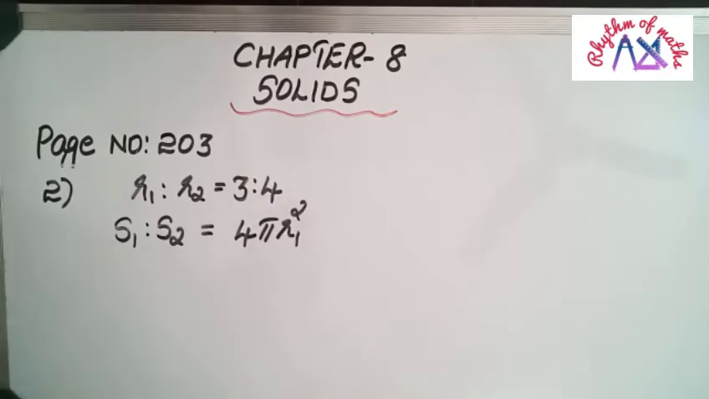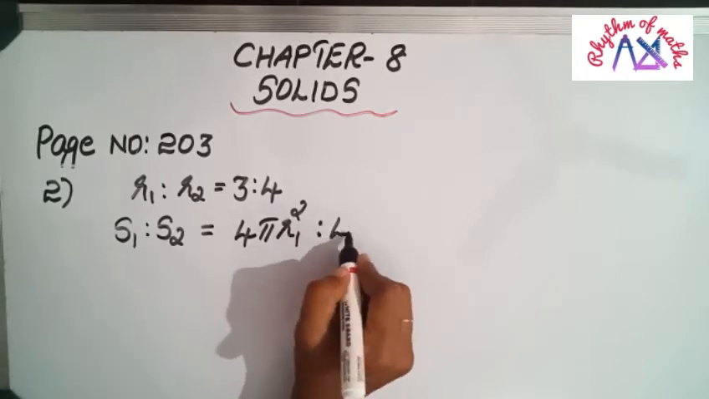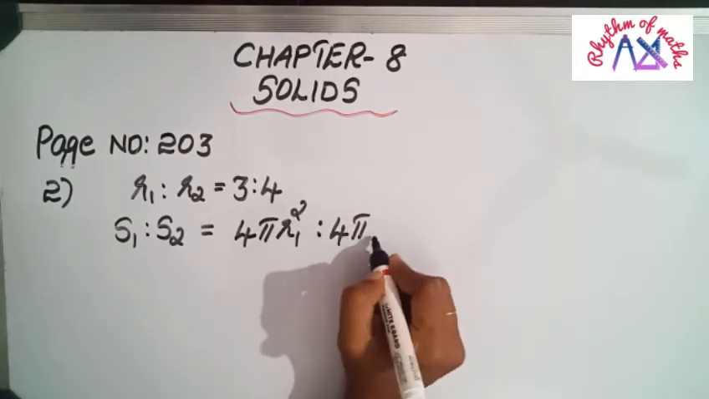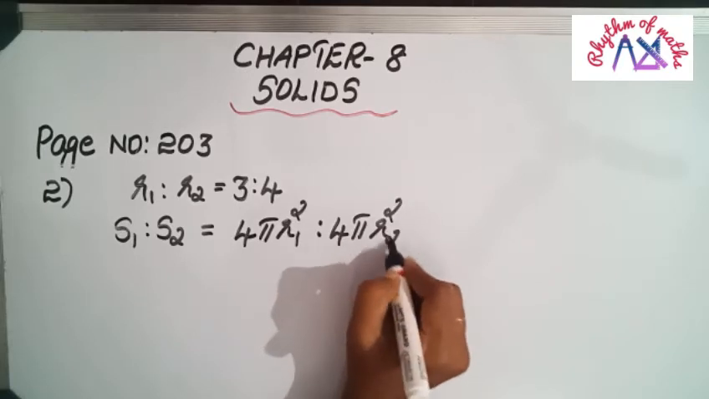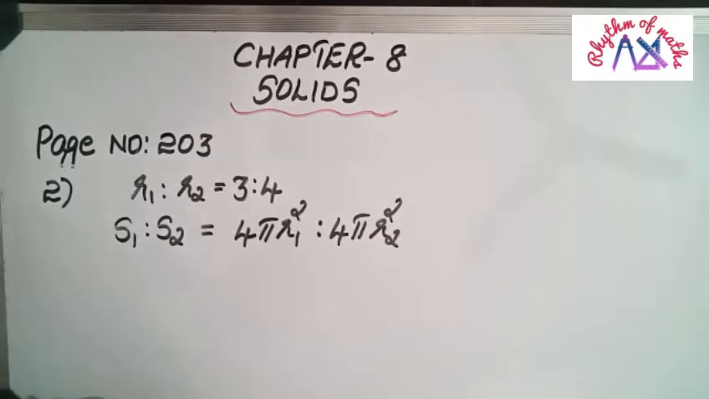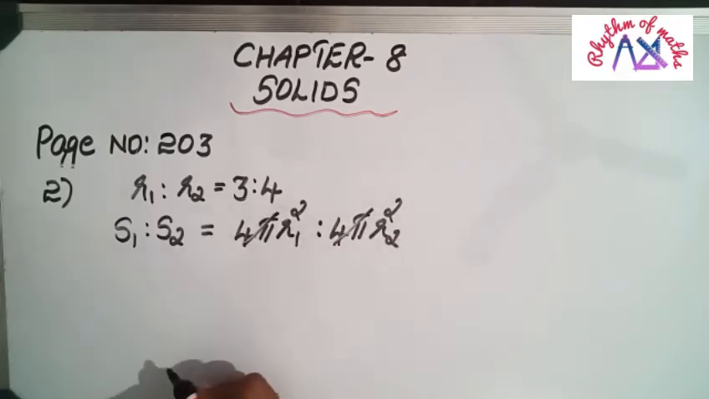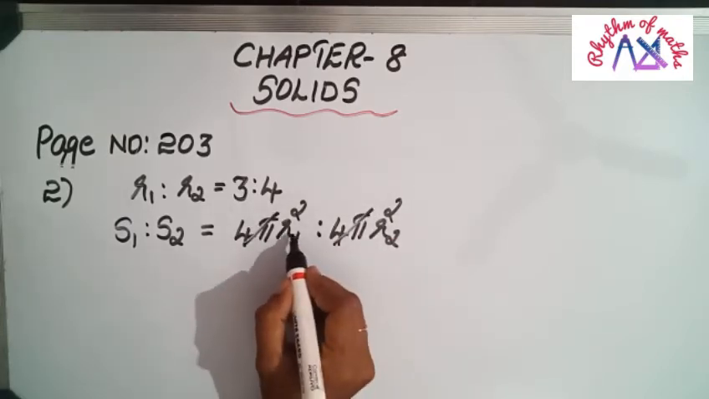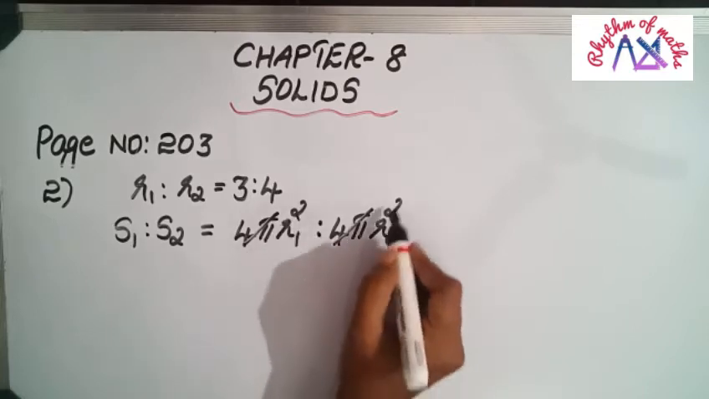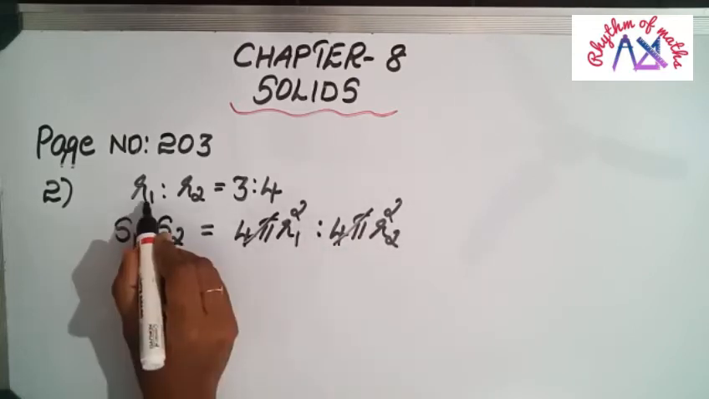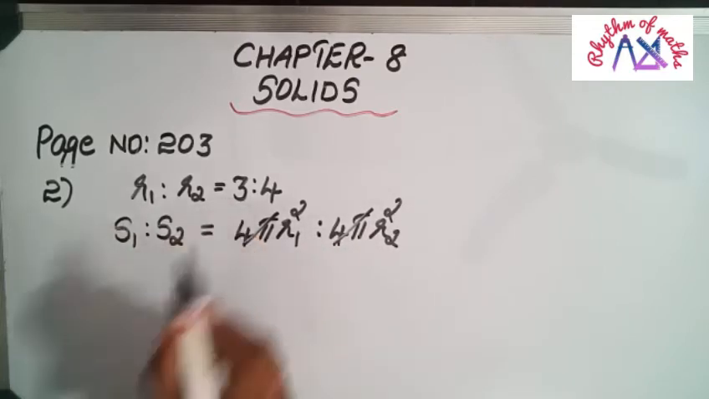So 4 pi r1 square is to the next surface area, that is 4 pi r2 square. Okay. Now here this 4 pi and 4 pi we can cancel. Now here r1 square and r2 square. What is the value of r1? r1 here it is 3.